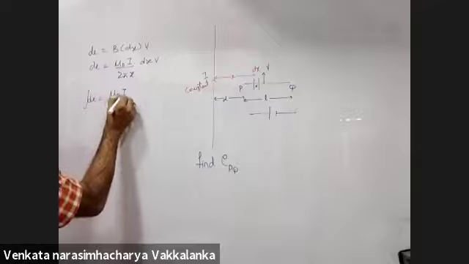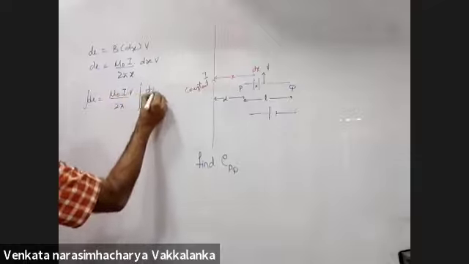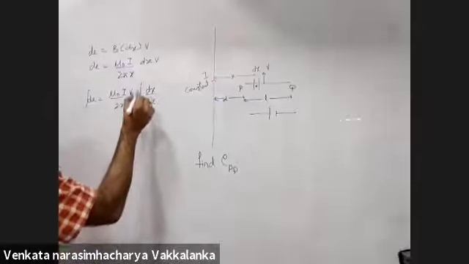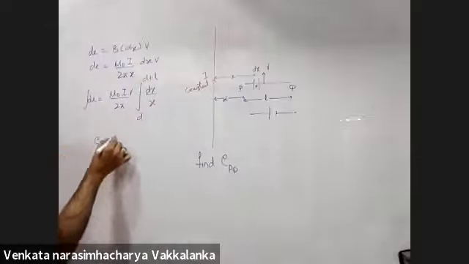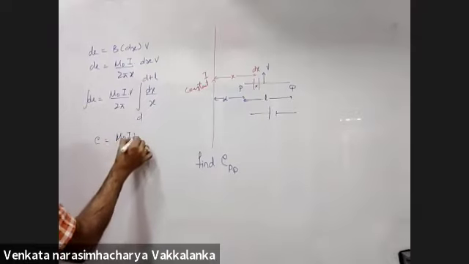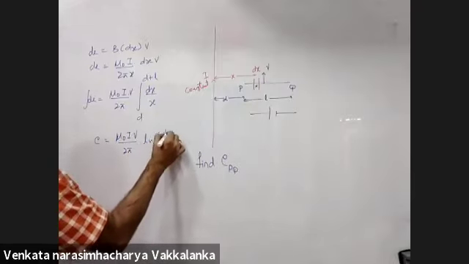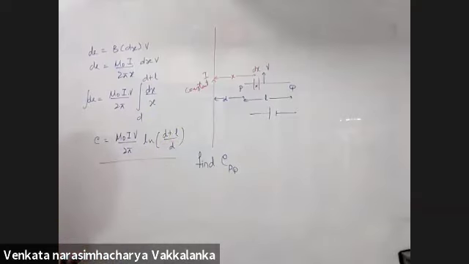The EMF is the integral of mu naught I by 2 pi times V times the integral of dx upon x. The least value of x is D, the maximum value of x is D plus L. So it is mu naught I V by 2 pi ln of (D plus L) upon D. This will be the motional EMF across PQ.